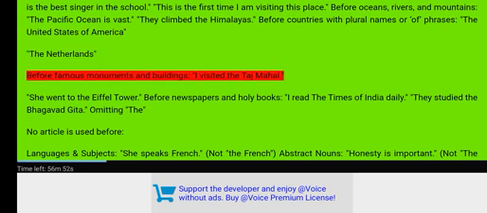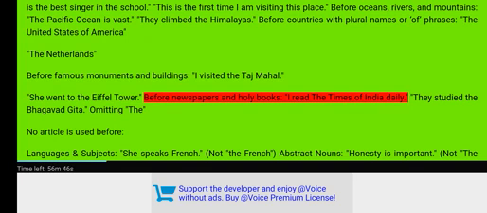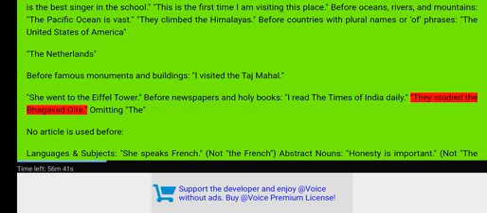Before famous monuments and buildings: I visited the Taj Mahal. She went to the Eiffel Tower. Before newspapers and holy books: I read the Times of India daily. They study the Bhagavad Gita.